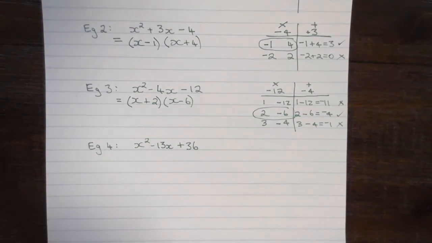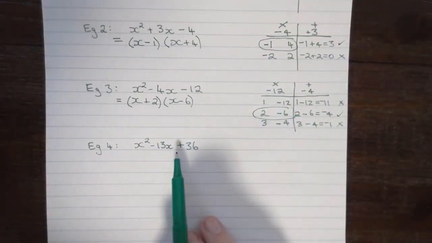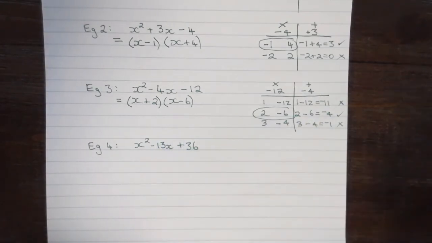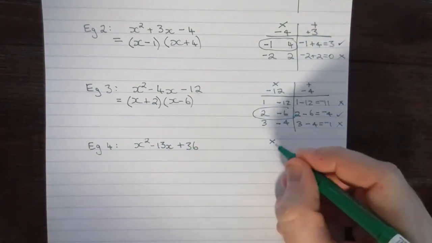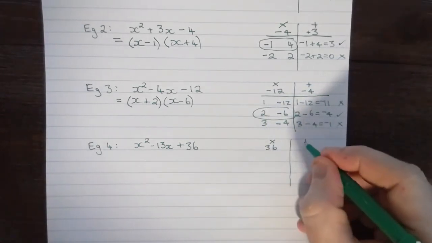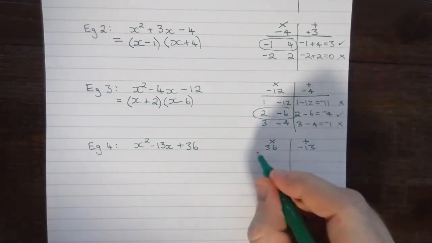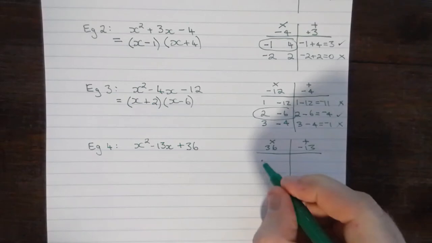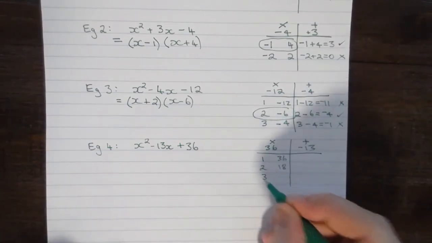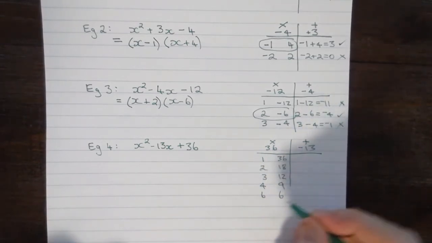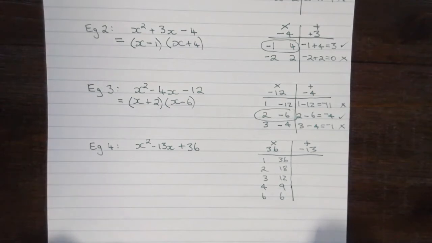The final example we'll look at is x squared minus 13x plus 36. This time we have a negative b value and a positive c value. So again, same deal, we want numbers which multiply to give 36 and which add up to give minus 13. Again, making sure we have the signs in there. Now this time, to get 36, we would want 1 and 36, 2 and 18, 3 and 12, 4 and 9, and 6 and 6, I believe, is the last factor pair.